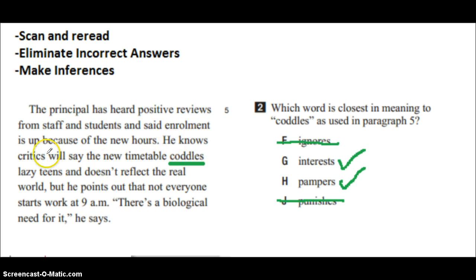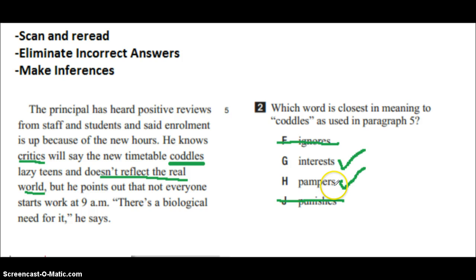The principal knows critics will say the new timetable coddles lazy teens and doesn't reflect the real world. Okay, those are clues in there, saying that critics say this. So people who are against teenagers coming to school later, and this doesn't reflect the real world. Again, the people who are against this. So would people who are against this say that it interests them? They might. Would people who are against this say that it pampers them?